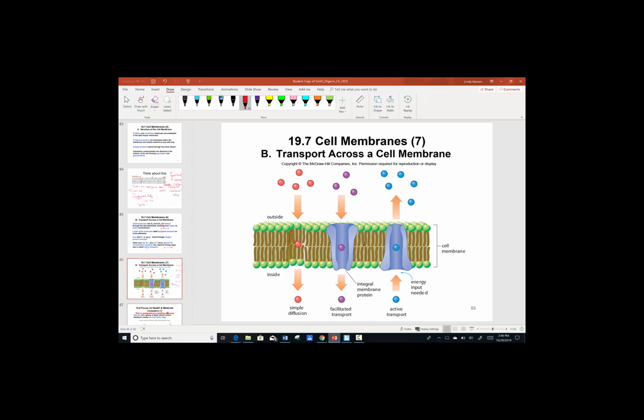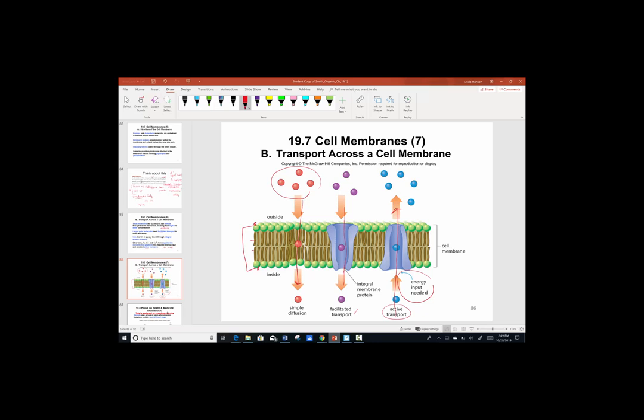The cell membrane, if it diffuses directly through, simple diffusion based on a concentration gradient. If it's allowed to go through a transport channel based on the gradient, we called it facilitated transport. If it's being pumped out of the cell against the concentration gradient, it costs the cell energy and will be called active transport. And that's why we see the energy being input. Recognize the phospholipid bilayer, the heads pointing out and the tails pointing in.